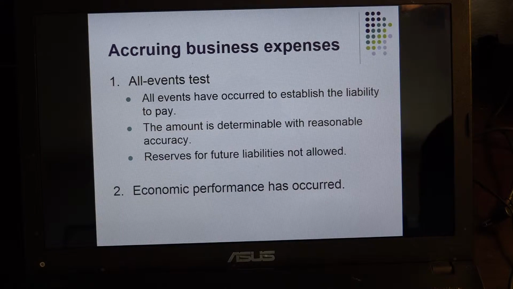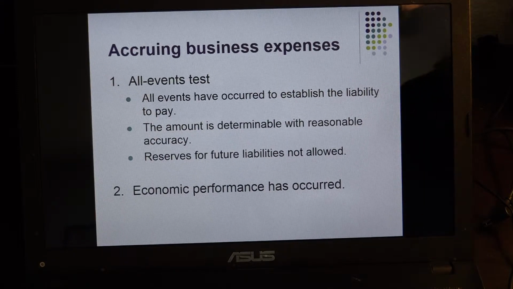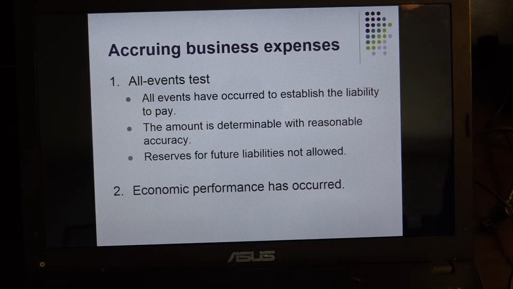And so note down here in the economic performance test says that the specific requirements for economic performance test differ based on whether the liability arose from, and they list, receiving goods or services from another party, use of property, providing goods or services to another party, and certain activities creating payment liabilities.